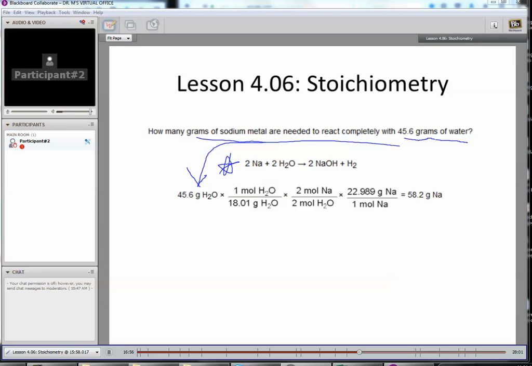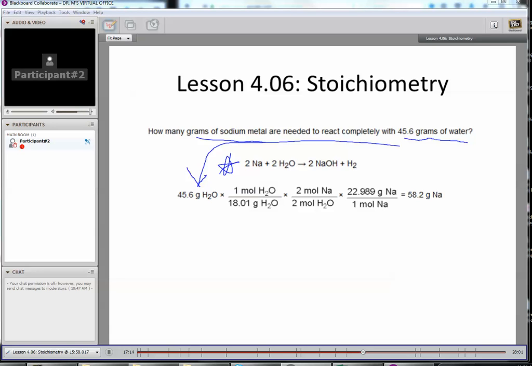Now why do we need to do that? Remember, if we want to turn something into something else, we've got to get to our mole ratio. We can't use the mole ratio if we don't have moles. So that's going to be mostly the very first step that we always want to do.